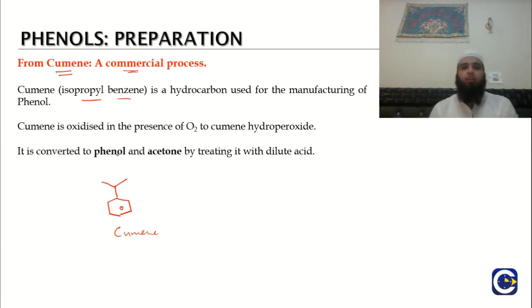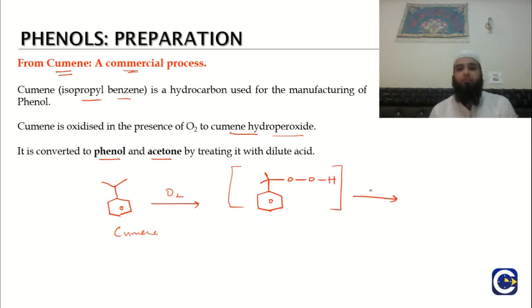In the cumene process, we oxidize this cumene in presence of oxygen. In this reaction we get two products. It's converted into phenol as well as acetone. In the first step we get an intermediate product, that is cumene hydroperoxide, which looks like this. This is the intermediate product that is obtained in this reaction.